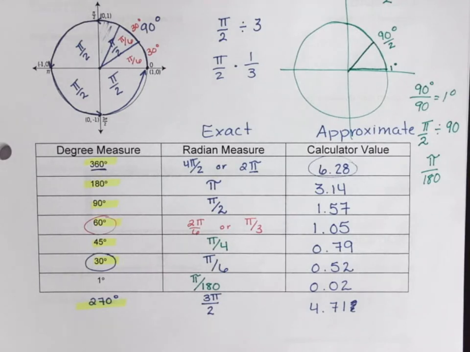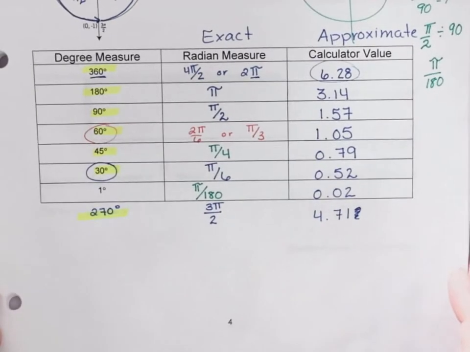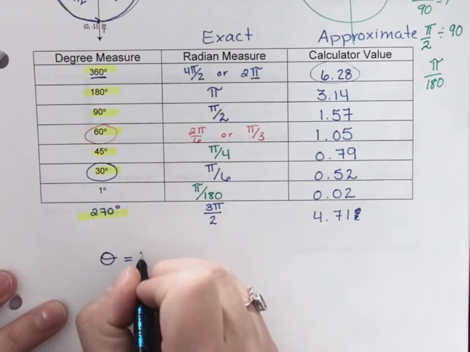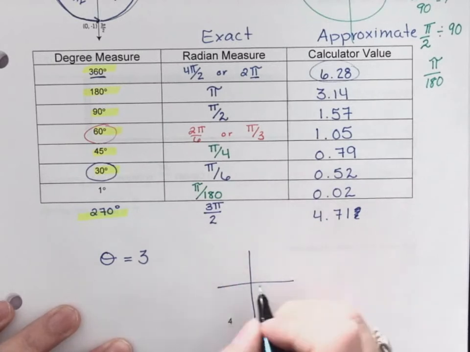So you just have to remember, one of the questions that I like to ask is draw me a picture of approximately 3 radians. Draw me a picture of an angle measurement that's approximately 3 radians. Okay, all right, so let's do it. So if theta is equal to 3, if there's no unit of measure stated, what do we know it is? It's radians. We know our initial arm is here.